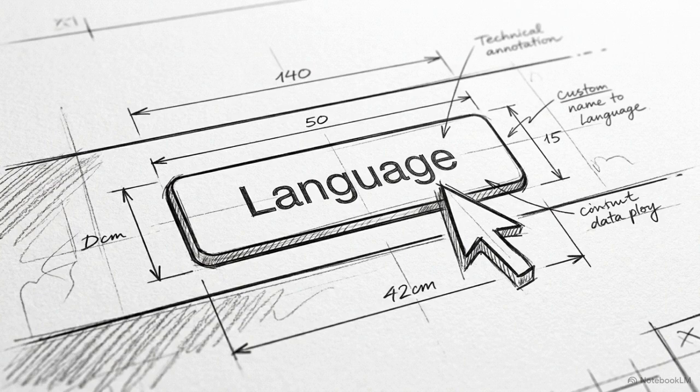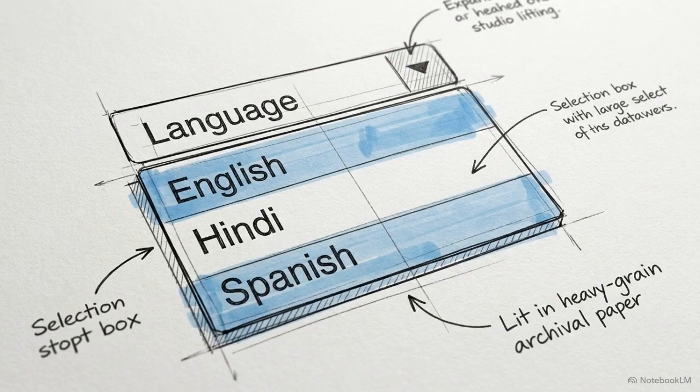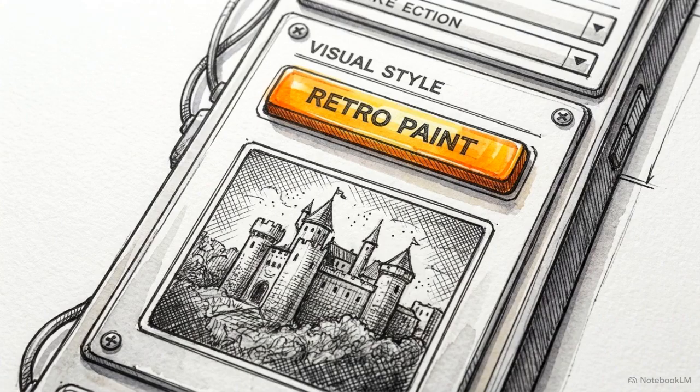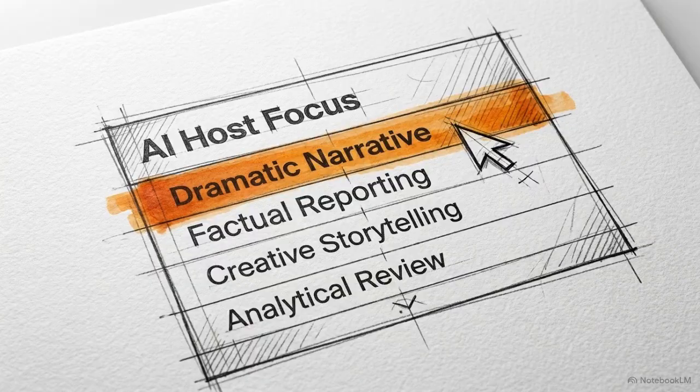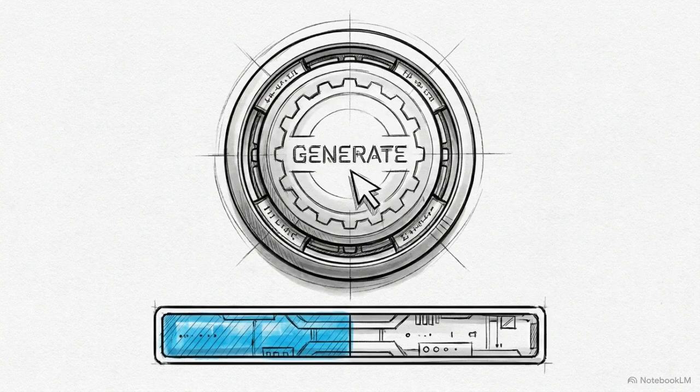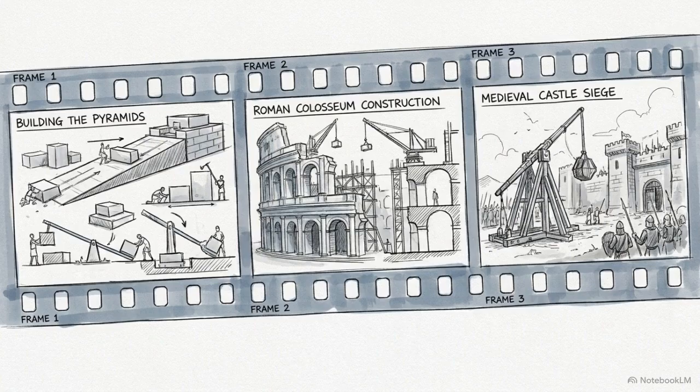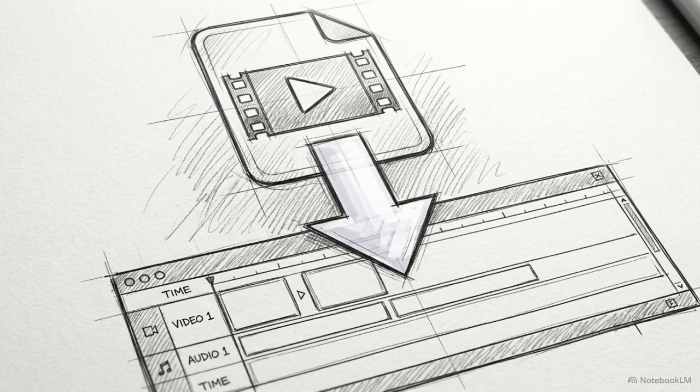Select the language that matches your target audience, whether that's English, Hindi, or another regional option. For your visual style, we recommend selecting Retro Paint. It gives the video a cohesive storybook aesthetic instead of a chaotic mix of random AI images. Set the AI host focus to Dramatic Narrative so the pacing matches the history niche. Then click Generate and let the engine render the file. Locking in these precise parameters guarantees the engine builds a long, stylistically consistent video. Now we have our base file, and we are ready for the final edit.